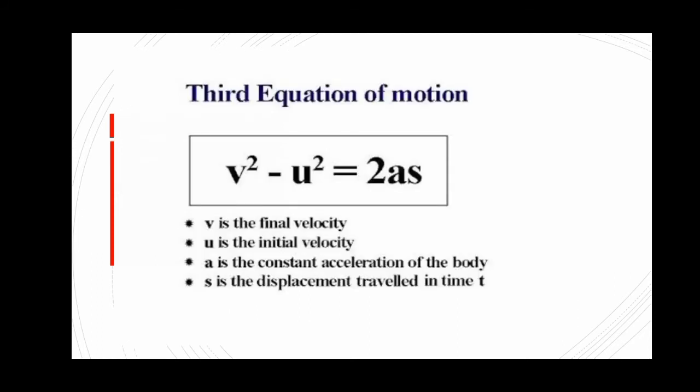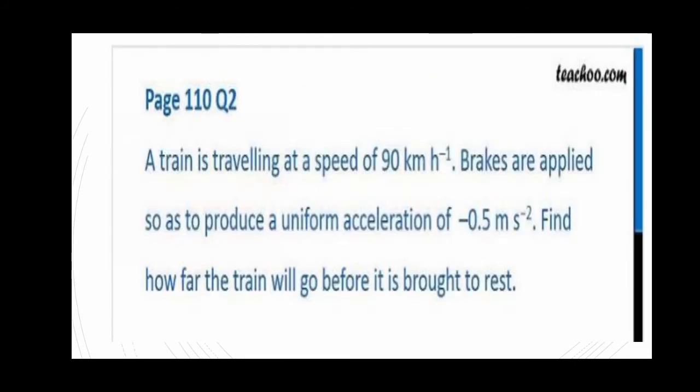The third equation of motion: v square minus u square equals 2as, where v is the final velocity, u is the initial velocity, a is the constant acceleration of the body, and s is the displacement travelled in time t. Here we have a problem related to the third equation of motion.